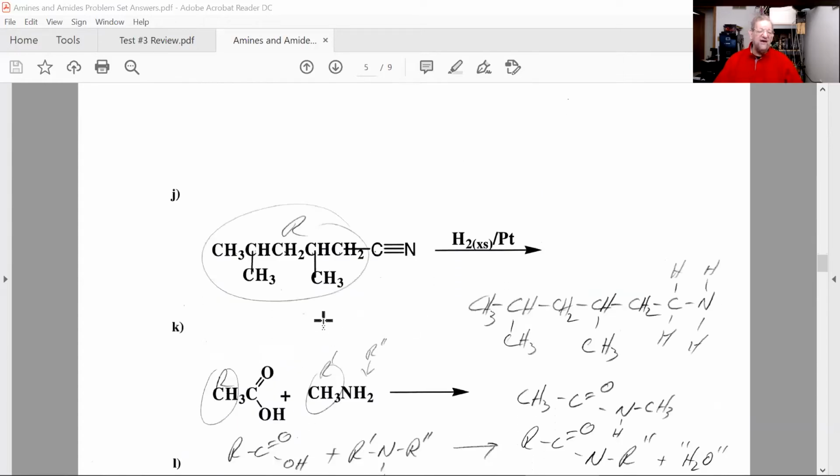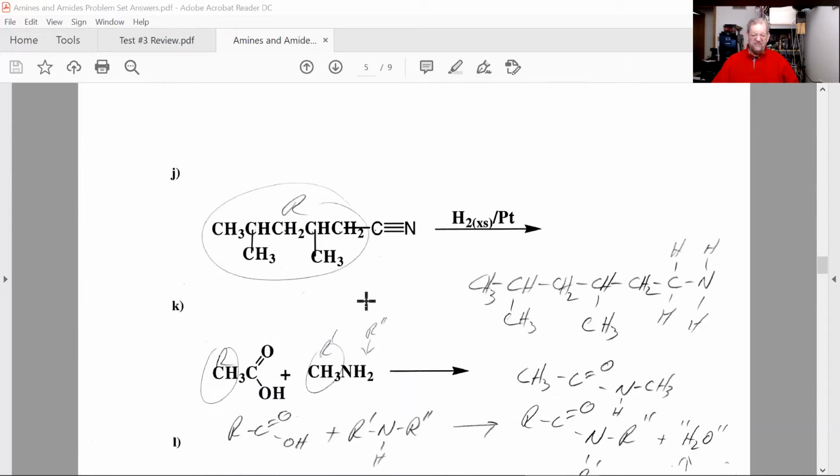And if we look at J, I just gave you a much more scary R group. No, it's not scary if you know where to look for what's different. Nitrile, hydrogen, catalyst, break 2 pi bonds. Each atom of the triple bond gets 2 hydrogens.